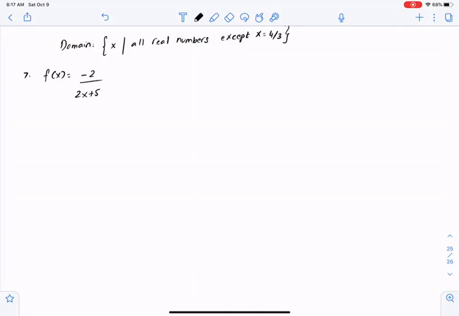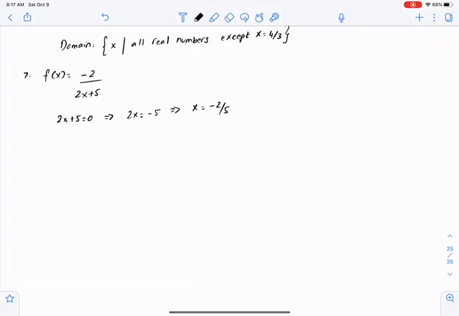So we set the denominator equal to 0, which is 2x plus 5 equals 0. If we solve, 2x would be equal to negative 5. To find the value of x, we divide by 2. So x is equal to negative 5 divided by 2. So you can plug in any number for x in the function, except x is equal to negative 5 over 2.